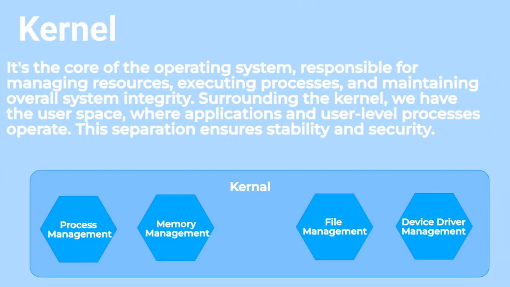First up, let's talk about the kernel. It's the core of the operating system, responsible for managing resources, executing processes, and maintaining overall system integrity. Surrounding the kernel, we have the user space, where applications and user-level processes operate. This separation ensures stability and security.